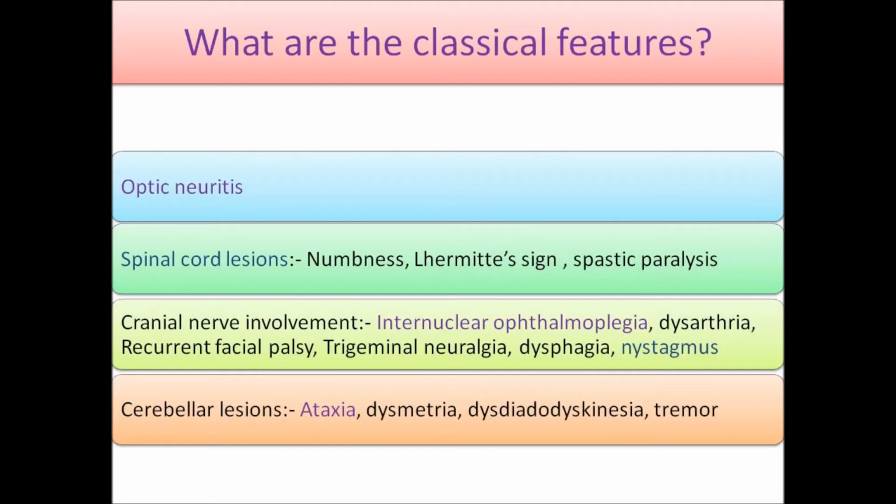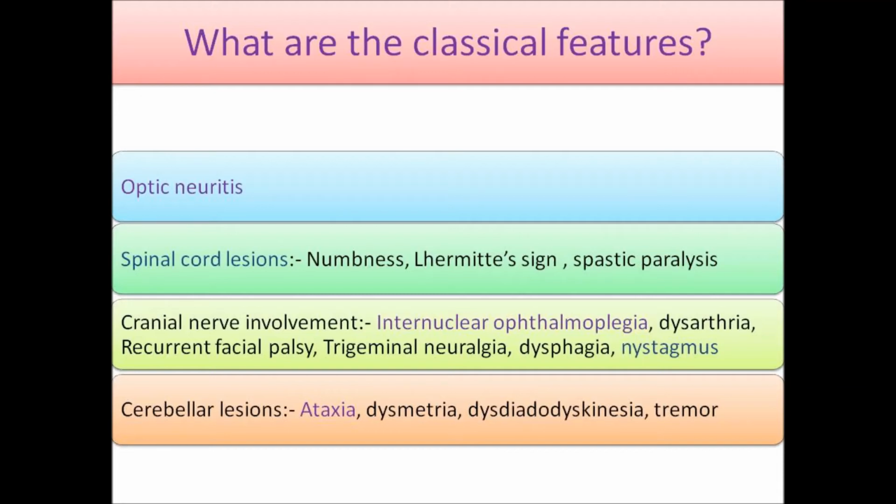Lhermitte's sign is a sign of cervical spinal cord compression. So it is non-specific for multiple sclerosis. It is seen in cervical spondylosis and compression by tumors or vascular anomalies. This is Lhermitte's sign.